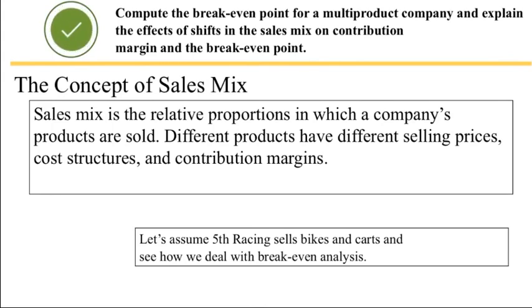When a company sells more than one product, of course, break-even analysis becomes more complex, as the following example illustrates. Let's assume Racing Bicycle Company sells bikes and carts and that the sales mix between the two products remains the same. Different products will have different selling prices, cost structures, and contribution margins. Let us expand the product line at Racing Bicycle Company and see what impact this has on break-even. We are going to assume that the sales mix between the products remains the same in our example.